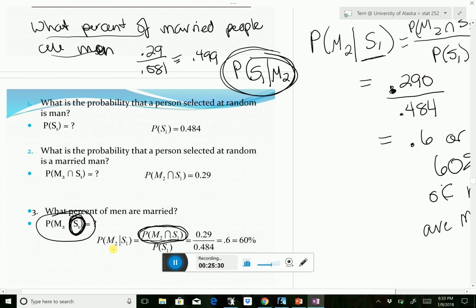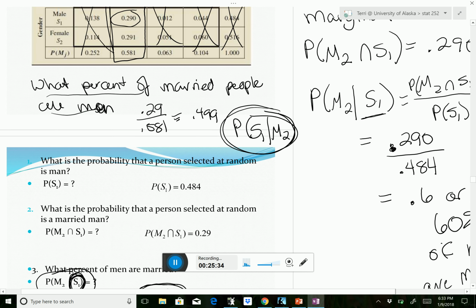I can't put the probability someone is married on top, because if you look at this, what if I did that? The probability somebody's married is 0.581. The probability someone's a man is 0.484. That would be greater than 1. And I know that would be wrong. Because if I'm given that somebody is a man, then they can't have been a woman. So I don't use those. I'm only using this on the top, not this one. So that's really an important concept to get.